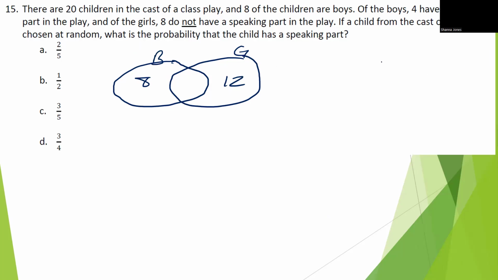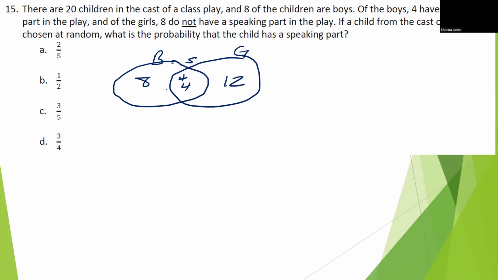Then it says, of the boys, 4 have a speaking part in the play. So the S is going to be our overlapping, our speaking part. So from the boys, we have 4 of them who are going to be speaking, right? Now, the girls, 8 do not have a speaking part. 8 of them do not. And how many are there? 12. So how many are in the middle? 4 of them have speaking parts. Does that make sense? Yeah, y'all are with me?